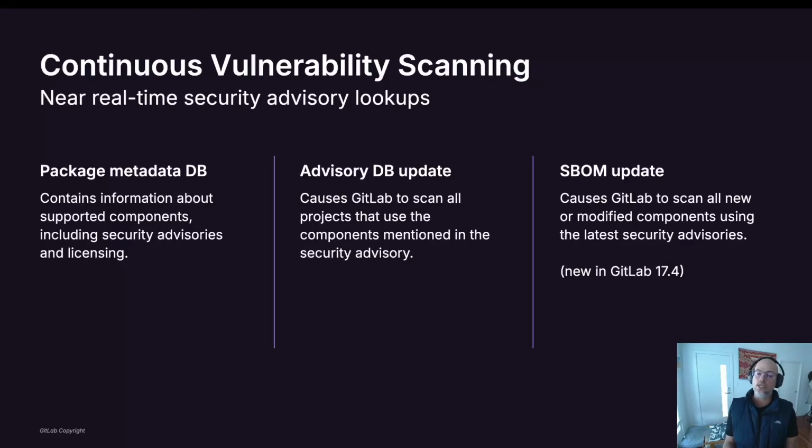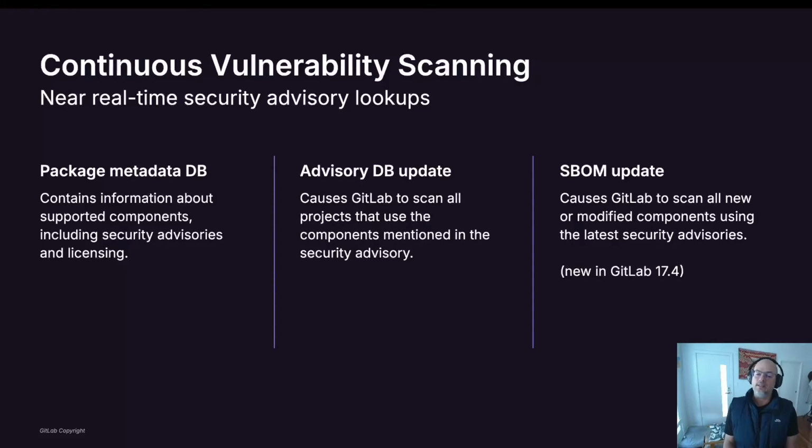CVS then looks up the dependencies registered in all projects to find components that appear in the advisories. When there's a component name and version match, GitLab creates a vulnerability containing the security advisory information. This information can be seen in the vulnerability report.